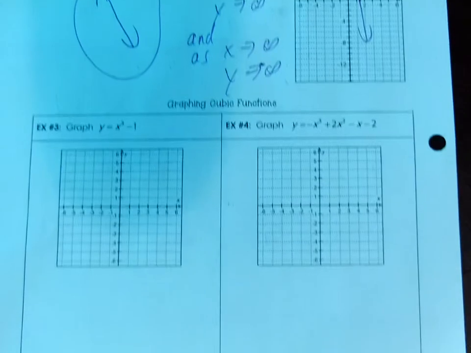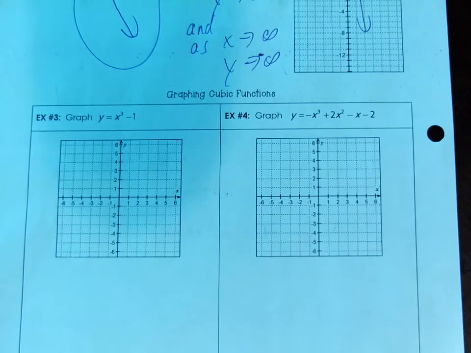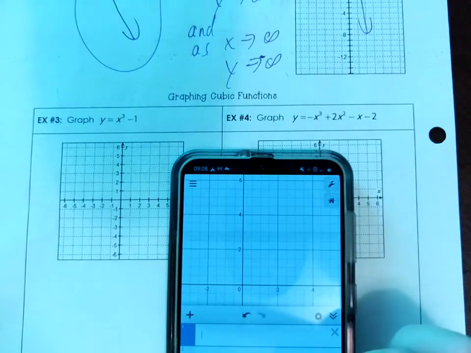Alright, graphing cubic functions. I hope it's pretty obvious what I want you to do here. Type them in the calculator. Simply just type them in. So you can take your calculator out. The important points are the turning points, and then any intercepts can be important as well if they help you make a nice graph. So the turning points and the intercepts would be what I would recommend.